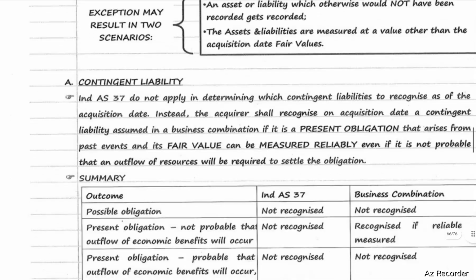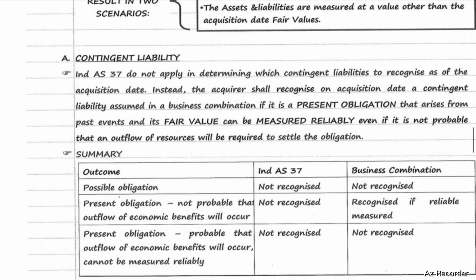Next, contingent liability. Ind AS 37 does not apply in determining which contingent liabilities to recognize as on date of acquisition. Instead, the acquirer shall recognize on date of acquisition a contingent liability assumed in a business combination if it is a present obligation that arises from past events and its fair value can be measured reliably, even if it is not probable that an outflow of resources will be required to settle the obligation. Outcome as per Ind AS 37 and business combination.